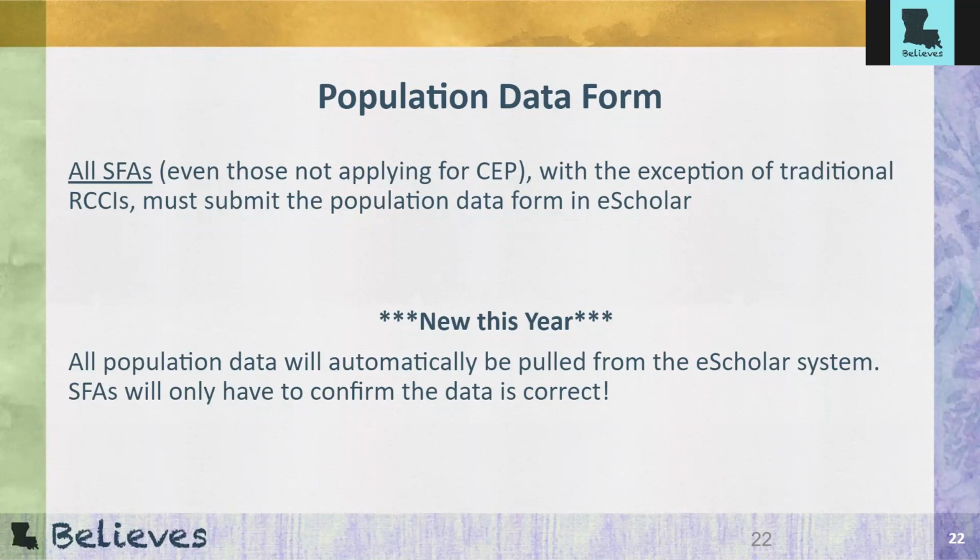So this year, as I've mentioned already, the population data will automatically be pulled from the eScholar systems, and you will only need to confirm that the data is correct.